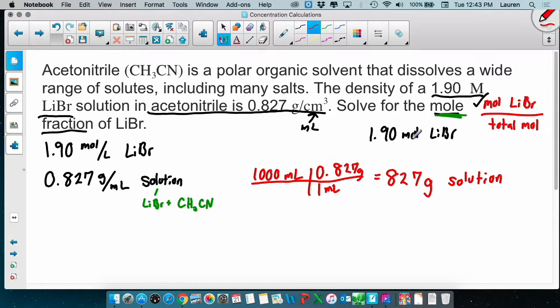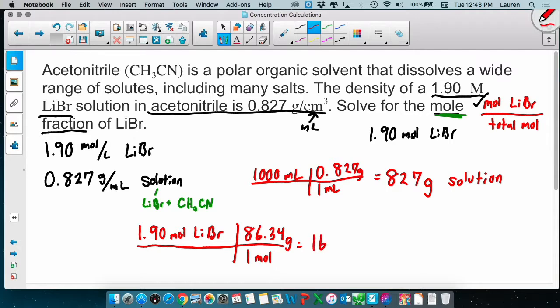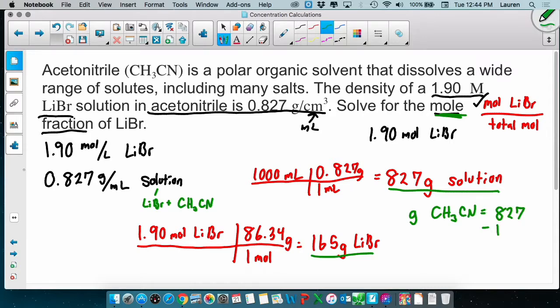So if we have 1.90 moles of LiBr, for the sake of time, I'm just going to tell you that 1 mole of LiBr has a mass of 86.34 grams. When you plug that into your calculator, you get 165 grams of LiBr. Now, how does that help us? Well, we know how much solution we have, and now we know how much of that is LiBr. So to get the grams of the acetonitrile, that's going to be 827 minus our 165, the LiBr. So then we do math, 662 grams of the CH3CN.